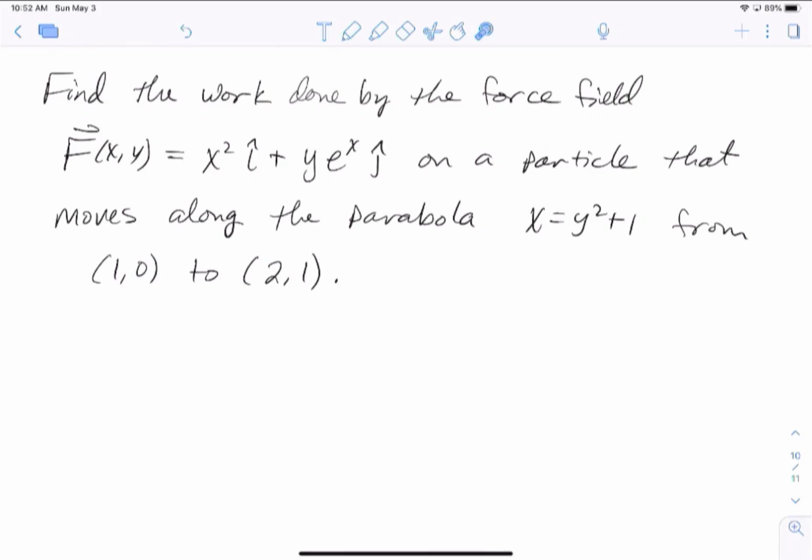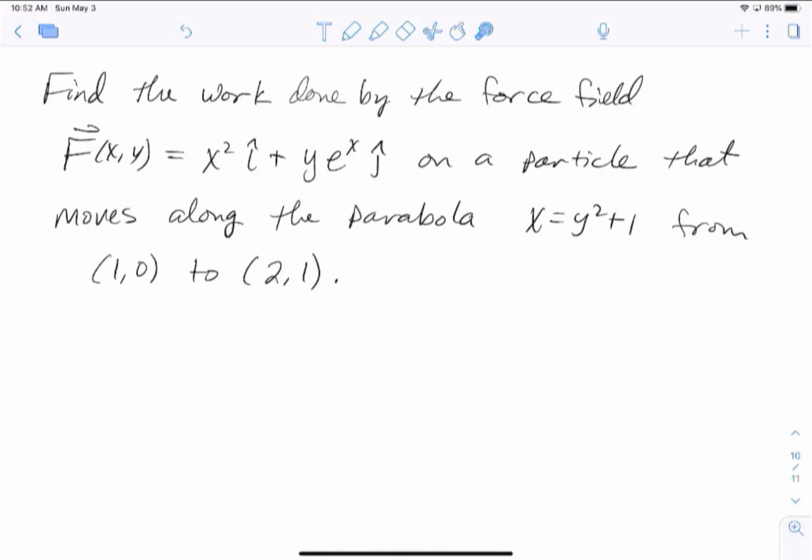Find the work done by the force field F of x, y equals x squared i plus y e to the x j on a particle that moves along a parabola x equals y squared plus 1 from the point (1, 0) to the point (2, 1).